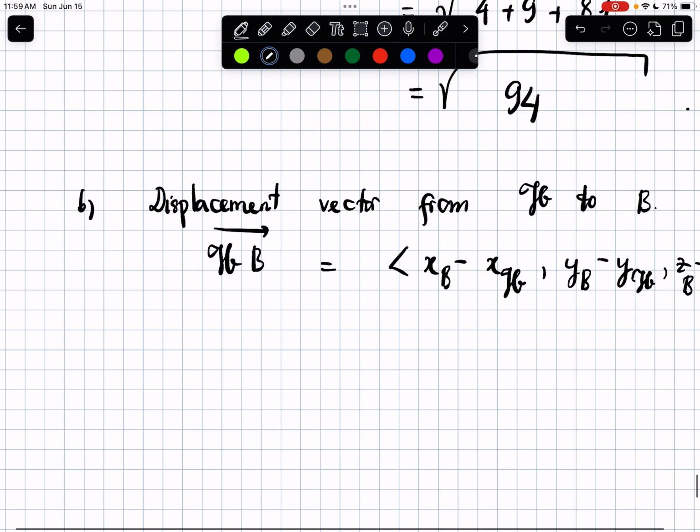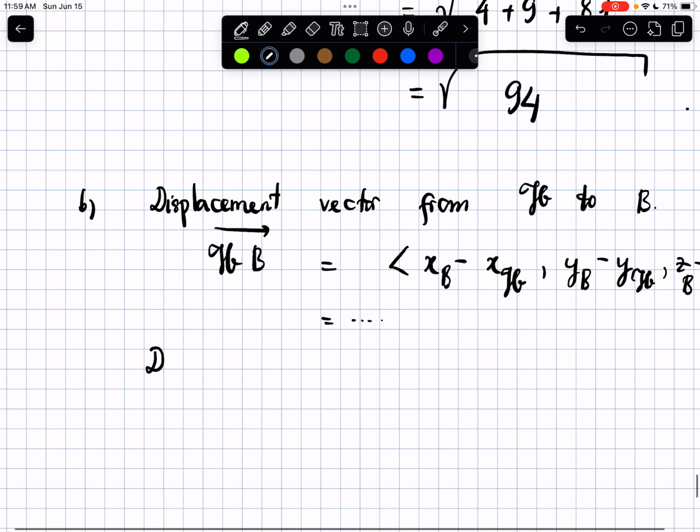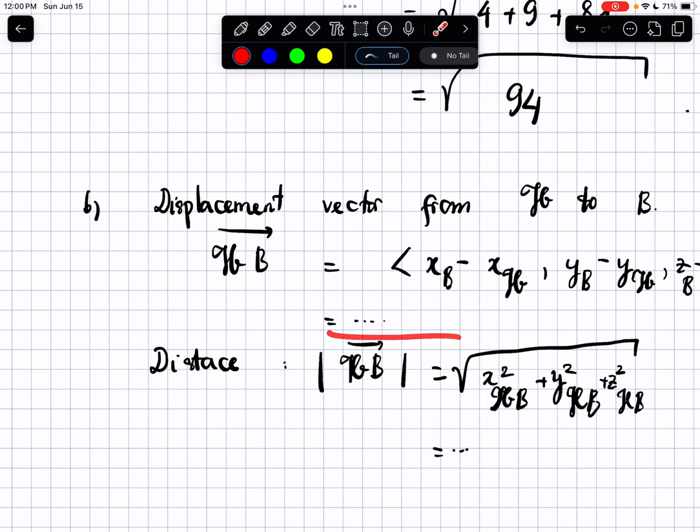So you just plug in all the coordinates here and you compute this vector, so that's the displacement vector. And now you compute the distance, which is the magnitude or the length of the vector HB. You apply the formula, which is the square root of xHB squared, yHB squared, and zHB squared, and you plug in the data you get from here, you get the length.